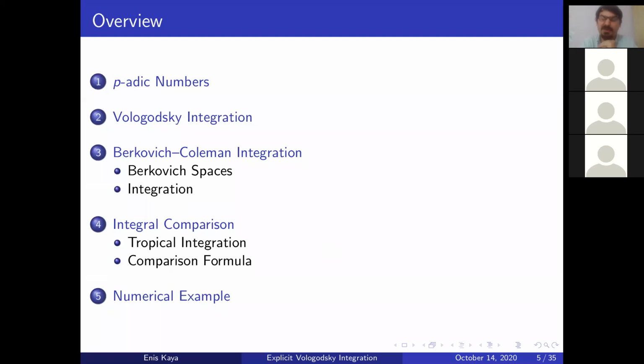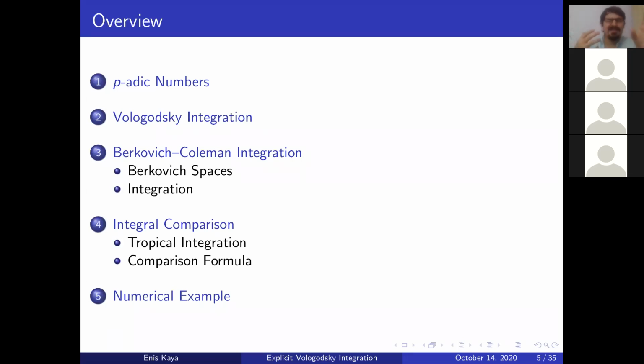In the first section, I'm going to define p-adic numbers. In section 2, I'm going to talk about Vologodsky integration. In section 3, I'm going to explain Berkovich-Coleman integration. So far, I didn't say anything about this integration, but basically, it's a bunch of Coleman integrals, at least for curves. This will be a middle step for us, in the sense that first, we will express Vologodsky integrals on the big curve in terms of Berkovich-Coleman integrals. Then we will express these Berkovich-Coleman integrals in terms of ordinary Coleman integrals.